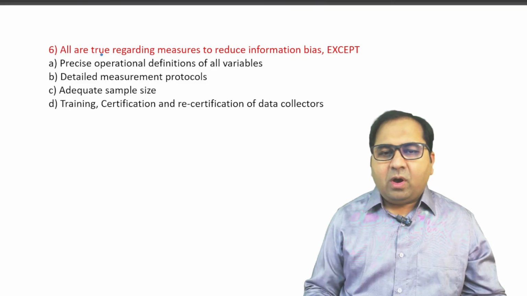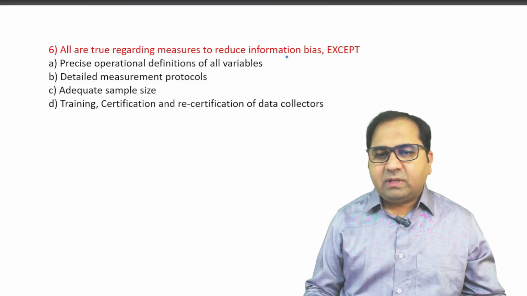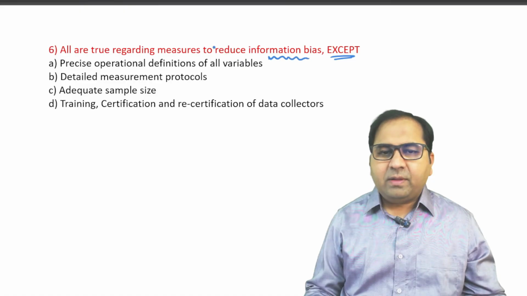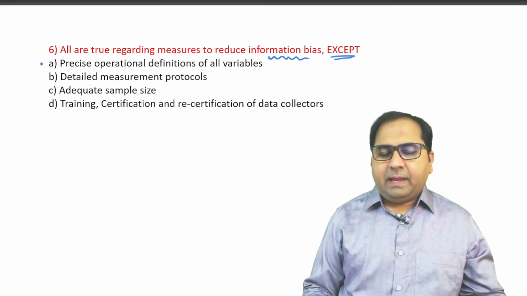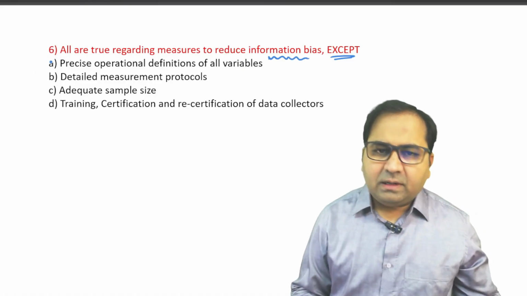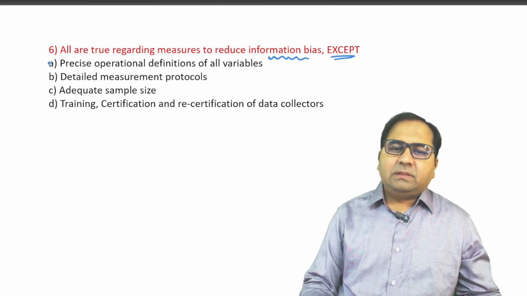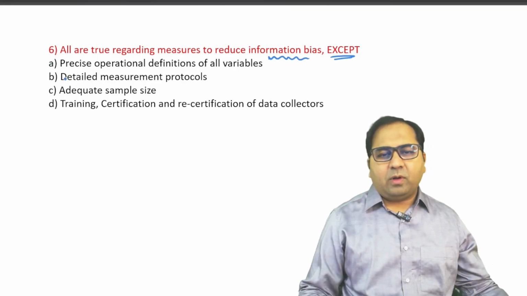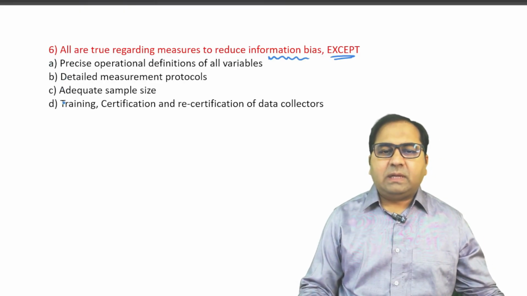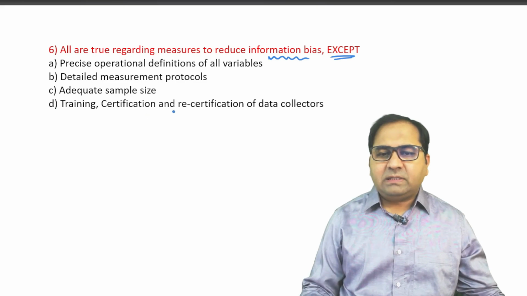Next question. All are true regarding measures to reduce the information bias except. Now they are speaking regarding information bias. The options are A. Precise operational definitions of all the variables. B. Detailed measurement protocols. C. Adequate sample size, or D. Training, certification and recertification of the data collectors.